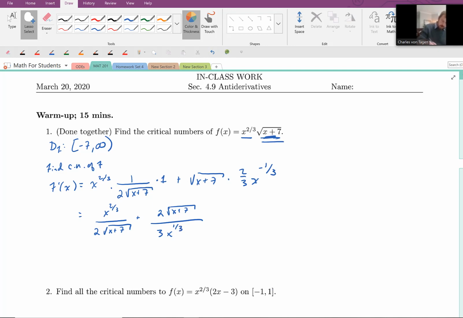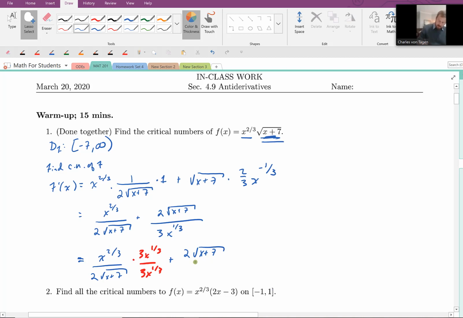So what we'd now like to do is combine this together. We need a common denominator. So for the first factor, we're going to take x to the 2/3 all over 2 square root of x plus 7, and it's missing the factor of 3x to the 1/3 all over 3x to the 1/3, so I'm going to multiply that to both the numerator and the denominator. And for the second term, we've got the 2 times the square root of x plus 7 all over 3x to the 1/3, and this is missing the factor of 2 radical x plus 7, so I'm going to multiply this by 2 square root of x plus 7 all over 2 square root of x plus 7.